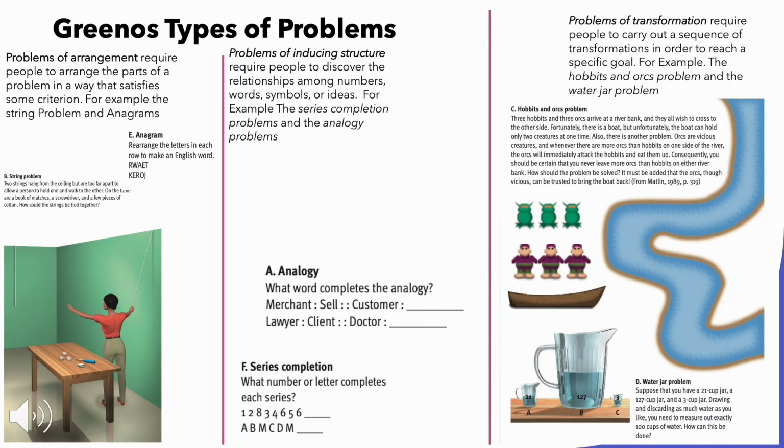Problems of arrangement require people to arrange the parts of a problem in a way that satisfies some criterion. For example, the string problem and anagrams. Problems of inducing structure require people to discover the relationships among numbers, words, symbols, or ideas. For example, the series completion problems and the analogy problems. Problems of transformation require people to carry out a sequence of transformations in order to reach a specific goal. For example, the hobbits and orcs problem and the water jar problem.